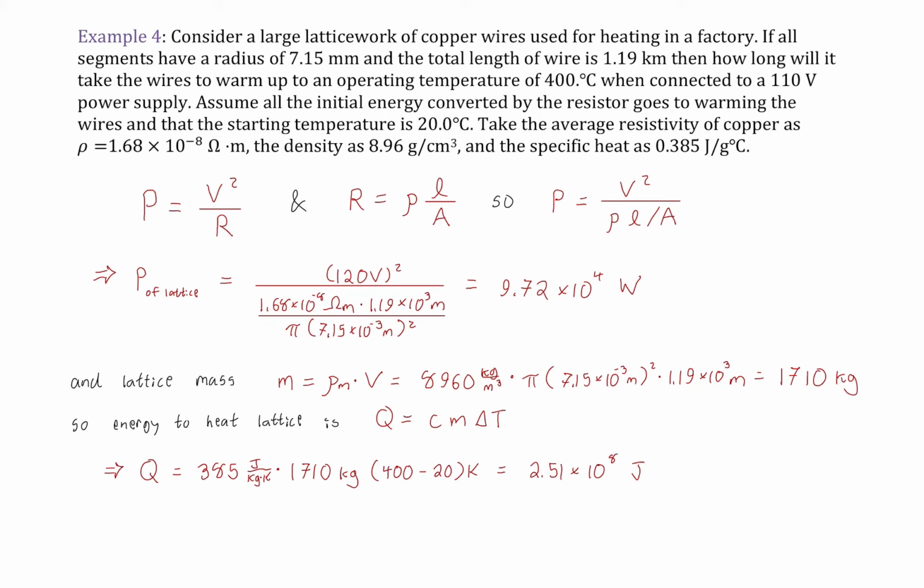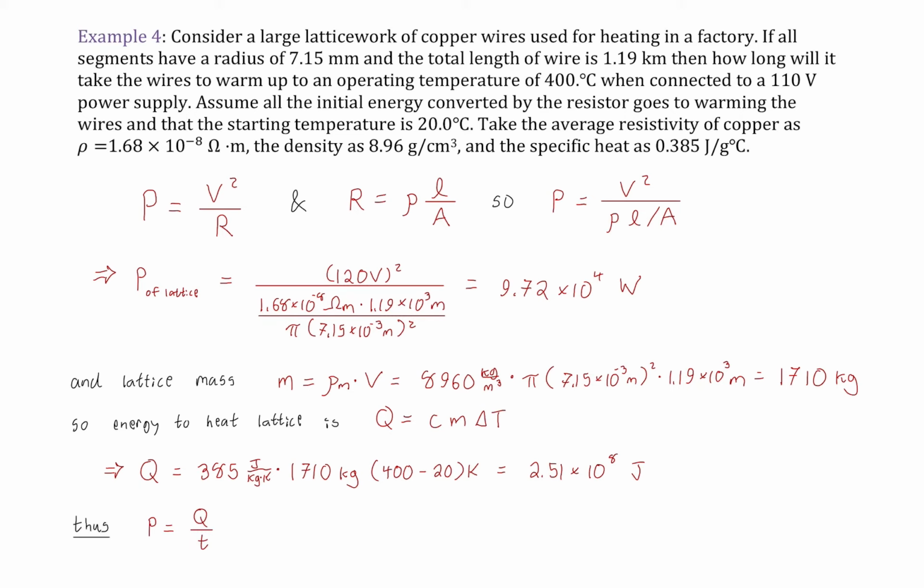So it doesn't matter if my units are Celsius or Kelvin. Okay, so it's just 380. That's my temperature change. And so that gives me the amount of heat to heat up that metal that many Kelvin, which is 2.51 times 10 to the 8 joules. So 251 million joules, a lot of energy.